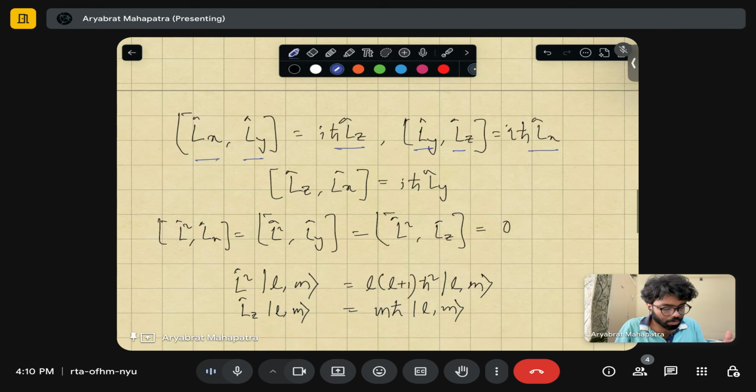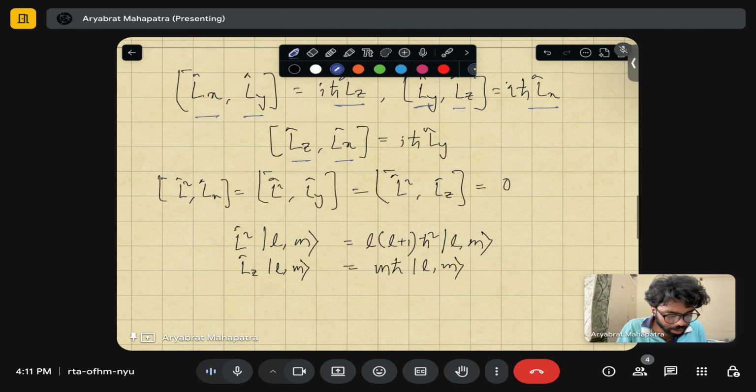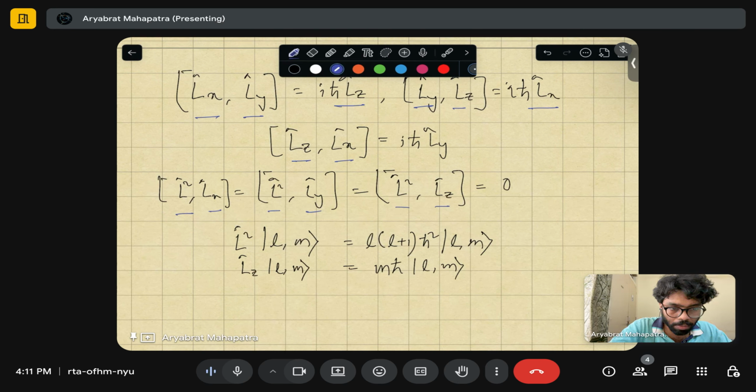Similarly, you will find that if you take the commutation of Lz and Lx, you don't have zero, but rather you have i h-bar Ly. But if you take the commutator of L square with Lx, L square with Ly, and L square with Lz, you get zero. That means when you measure L square and Lx, you can say with certainty that they both share the common eigenstate, and the uncertainty associated with those measurements would be zero.